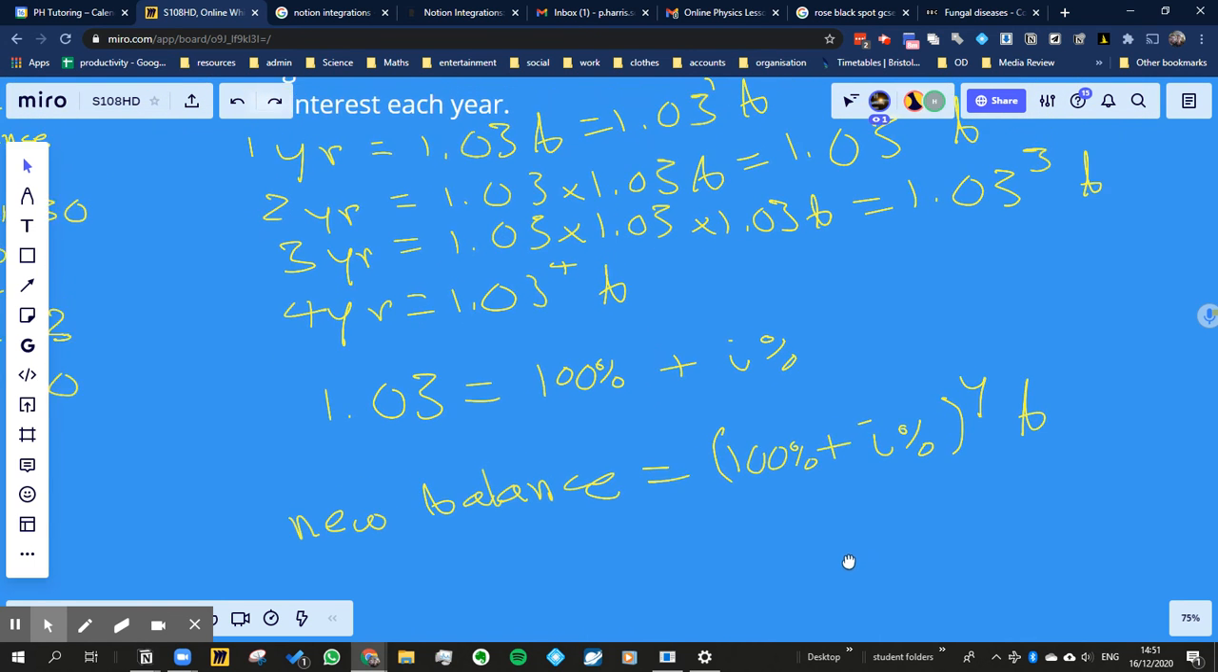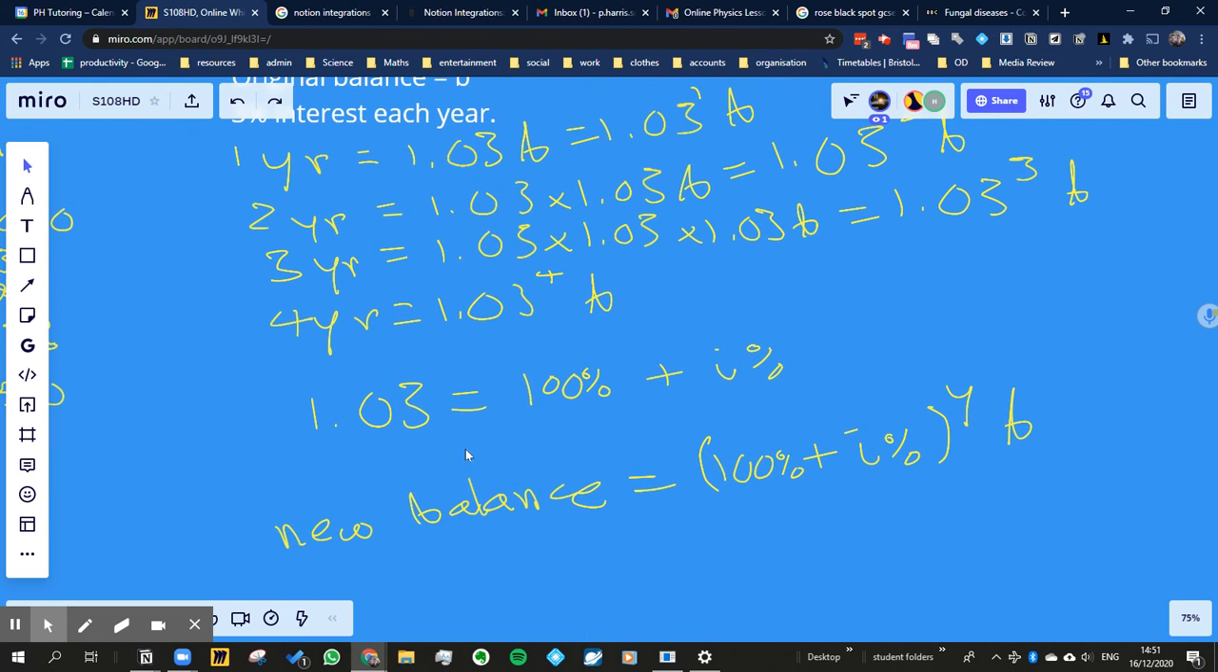Now, because of this, we can see the difference here. So how to put together the formula. 1.03, which is what I was multiplying by every time, was equal to 100% plus whatever the interest was. In this case, 3%. So I've put 100 plus, but that's 1.03. 1.03 is the same as 103%. 100% is 1, and 3% would be 0.03.